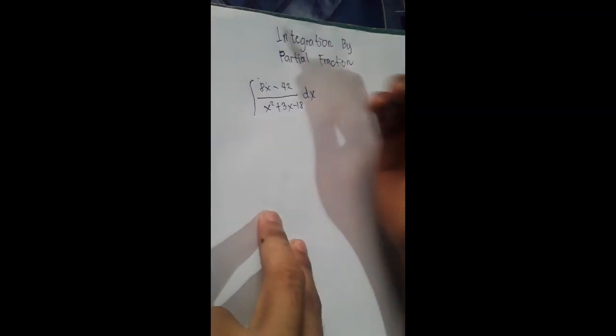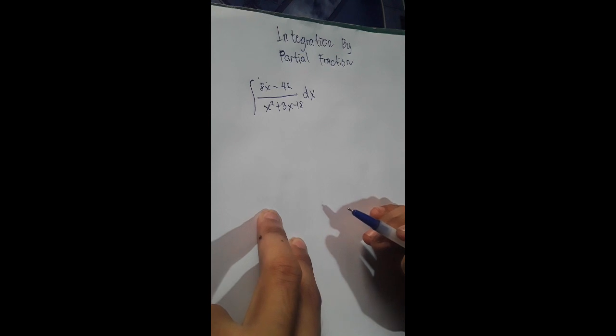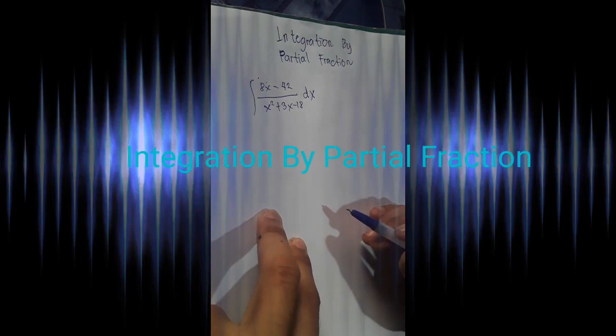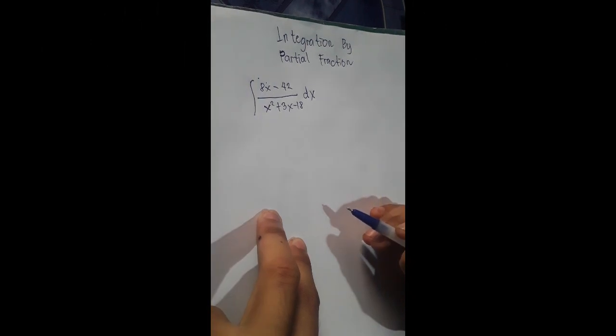In this video, we are going to discuss integration by partial fractions. So our problem for today is the integral of 8x minus 42 over x squared plus 3x minus 18 dx.